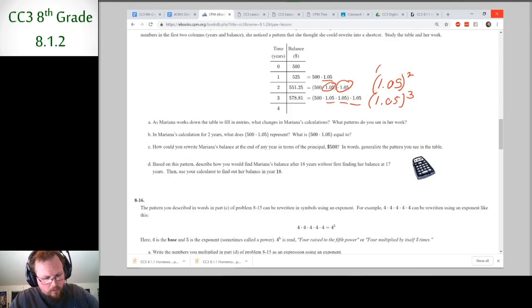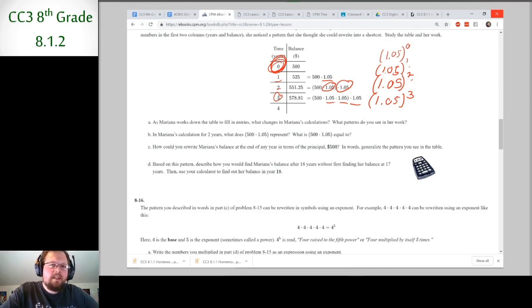One of them is 1.05 to the 1, 3, and 3, 2 and 2, 1 and 1. How many 1.05s are here then? The answer is 0.